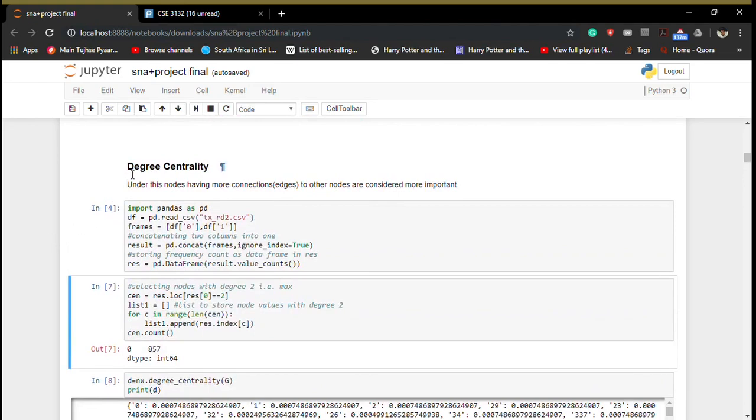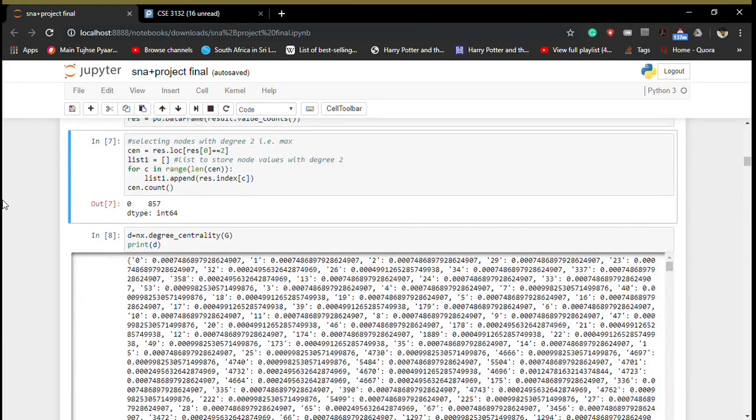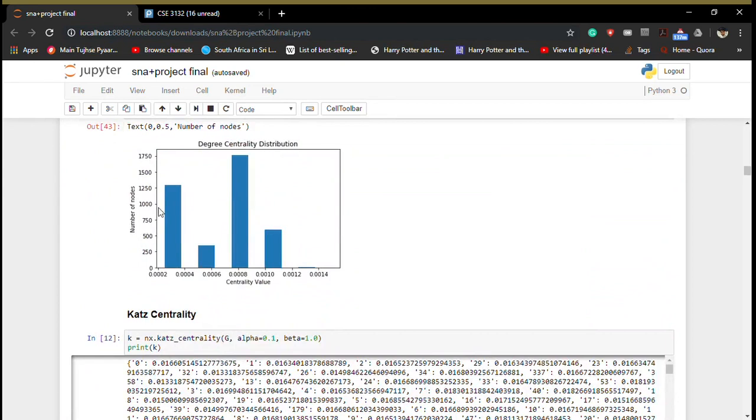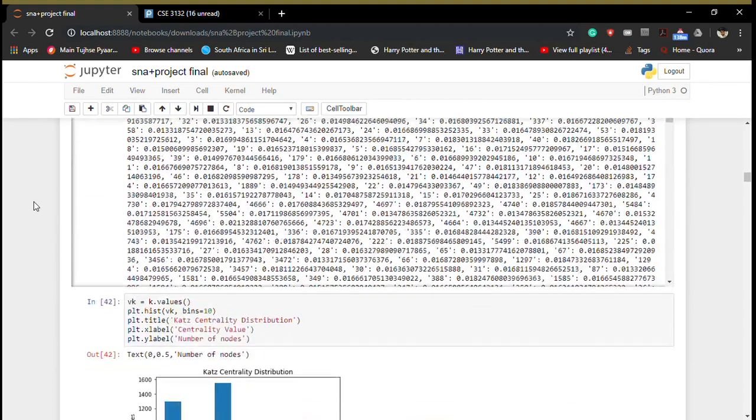Firstly, we apply degree centrality. Here's the graph for that. It shows that the centrality value is very low for the majority of the network, which is practical as well because we know that too many roads cannot intersect at a single point. Usually the number stays below 4 or 6. So that's how it's observed as well.